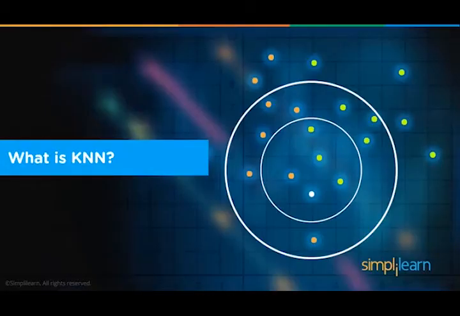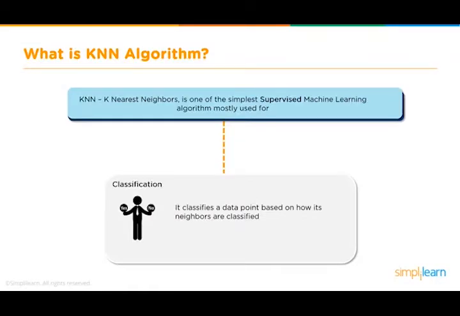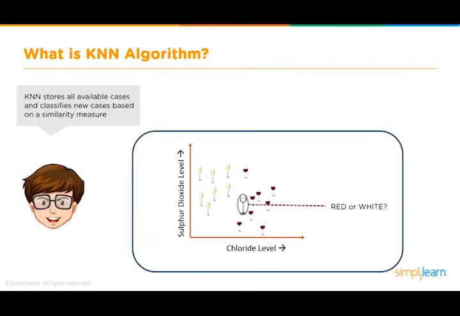So what is KNN? What is the KNN algorithm? K nearest neighbors is what that stands for. It's one of the simplest supervised machine learning algorithms, mostly used for classification. So we want to know, is this a dog or not a dog? Is it a cat or not a cat? It classifies a data point based on how its neighbors are classified. KNN stores all available cases and classifies new cases based on a similarity measure.